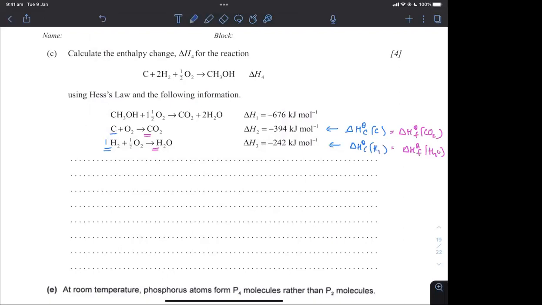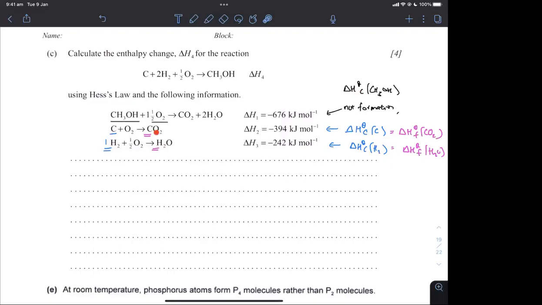Now, how about the first equation there? This is methanol, and this is combustion in oxygen. As I'm not forming 1 mole of a substance, I'm forming 2 different substances, so this is not formation. But what is it? It is the combustion of methanol.